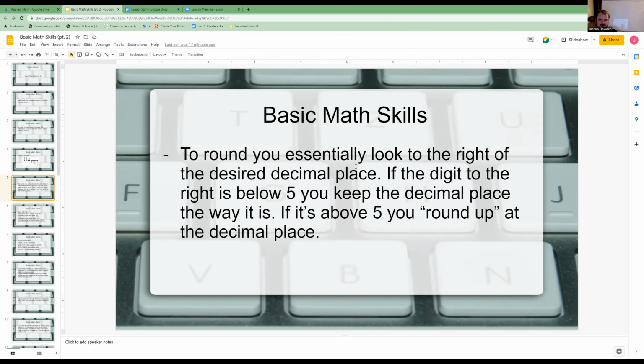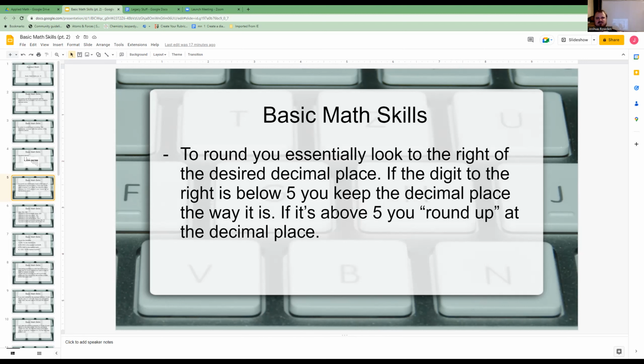So the way you're going to round is you're going to look to the right of whatever place it tells you to round to. And if the digit to the right is below 5, you keep the decimal place the way it is. If it's above 5, you will round up at the decimal place. And if it's exactly 5, you're going to round up.